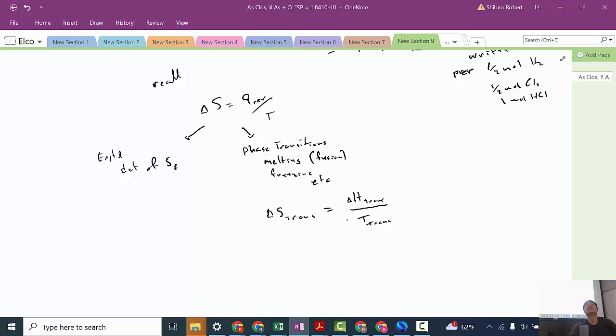There's a rule that some people use. It's not a law, but if I'm going from a liquid, liquids have entropies of about what? You say 100 to 200. If I'm going from a liquid to a gas, the gases have entropies like 200 to 300 or something like that. Then delta S of vaporization is going to be approximately what?